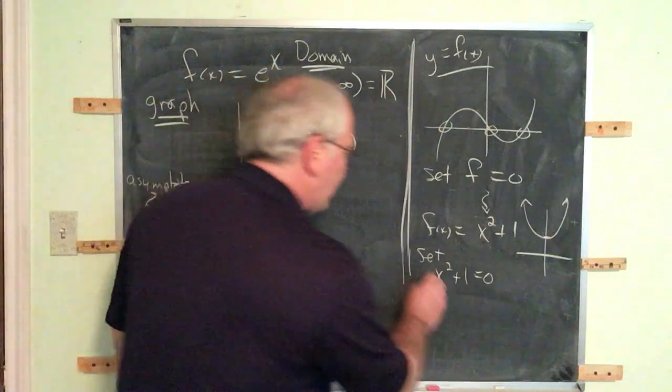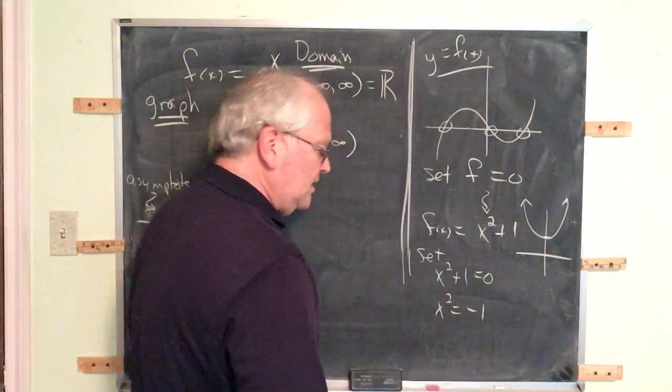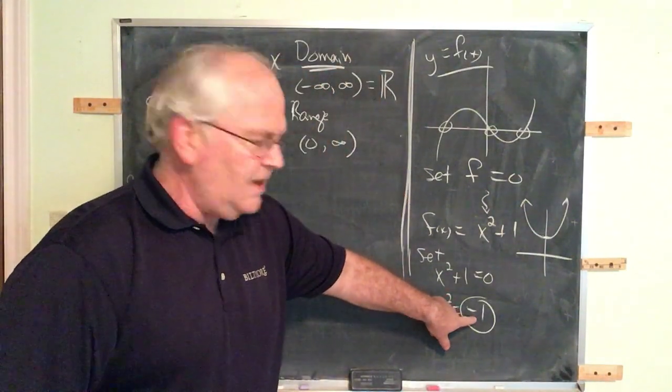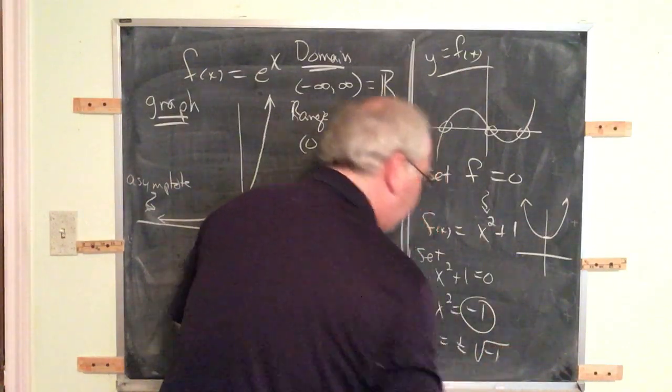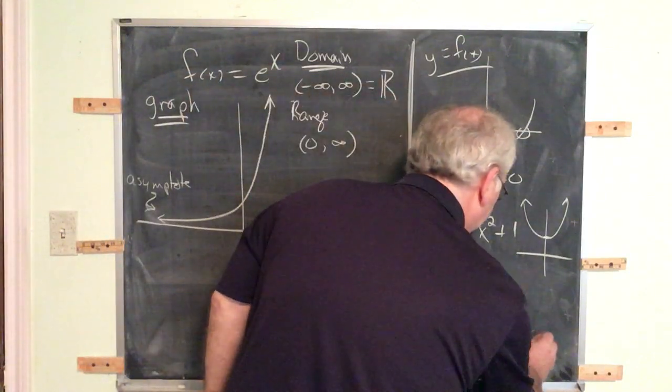And sure enough, if you solve this, you get x squared is equal to -1. If you try to take the square root of both sides of that equation, you get x is equal to positive or negative square root of -1. In the real number system, this has no solution.